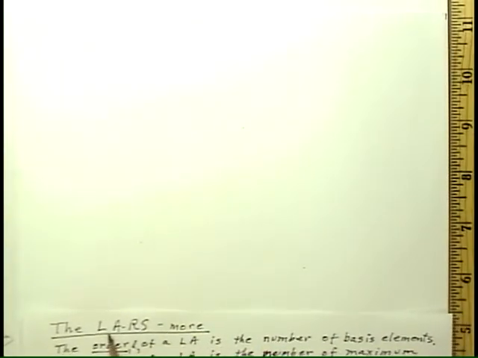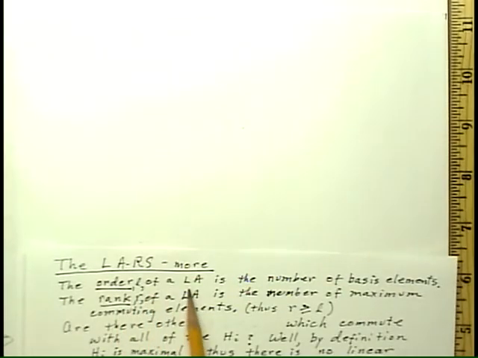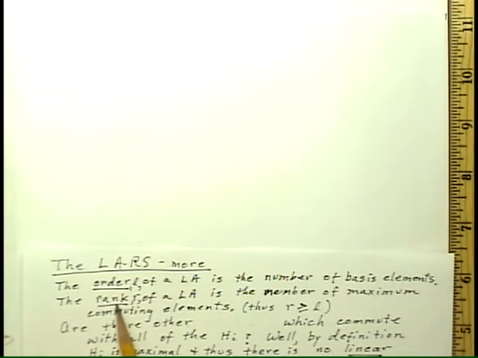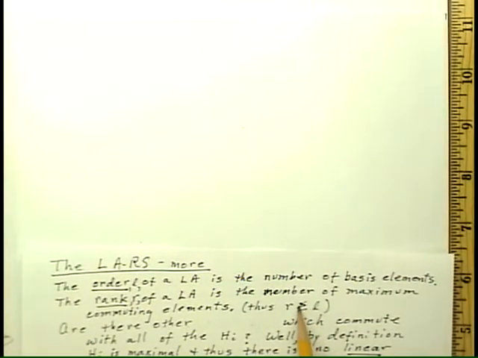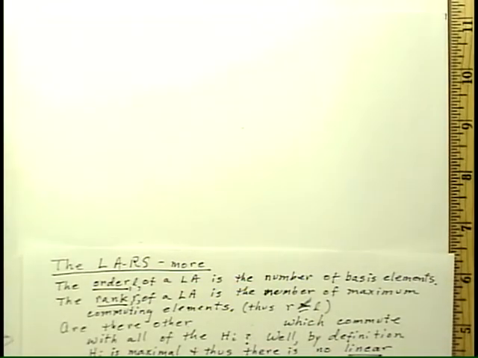Let's see if we can finish one more on the Lie algebra representation space. The number of basis elements in the Lie algebra is called the order of the algebra. That's how many basis elements we have, or the dimensionality of the linear vector space. The rank, R, of the Lie algebra is the number of maximum commuting elements. Therefore, R is always less than or equal to L. It would be equal to L only if all the elements of the algebra commuted with one another.